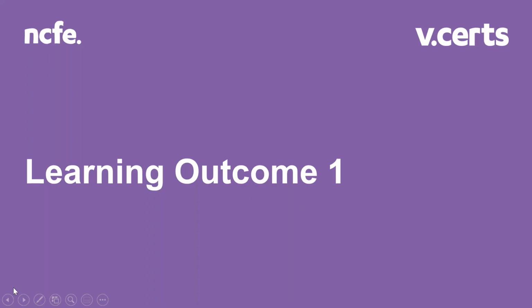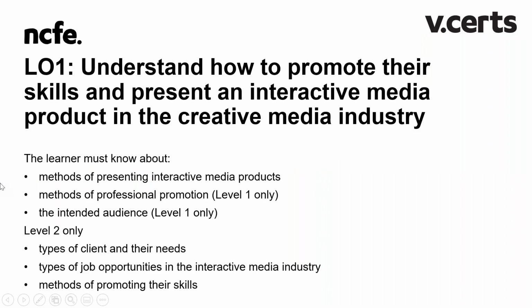So we'll first take a look at learning outcome 1. Here we can see the unit content for learning outcome 1. This is the content that needs to be delivered to learners. We can see that the first bullet point, learners must know about, is methods of presenting interactive media products. So that's for both levels 1 and 2.